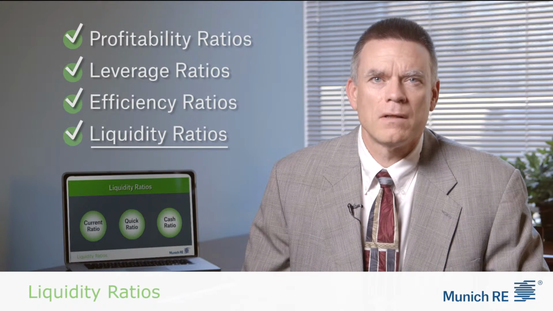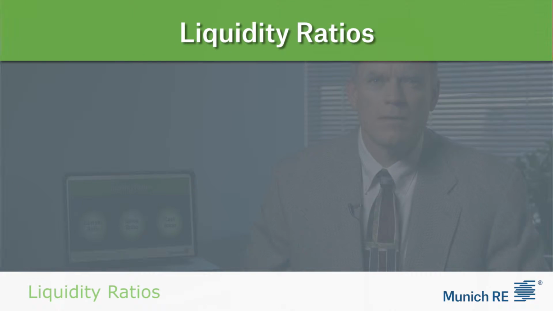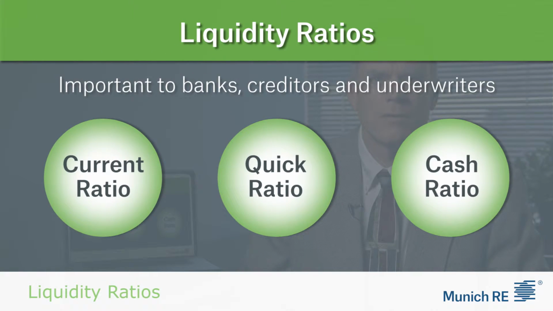Today we're focusing on the liquidity ratios. Liquidity ratios provide information about the ability of a business to meet its short-term obligations. Typically this refers to debts that are due within 1 year. In other words, how well are they able to pay their bills? These ratios are particularly important to banks and creditors and also can be useful to an underwriter when reviewing a proposed insurance company's ability to meet premium obligations.